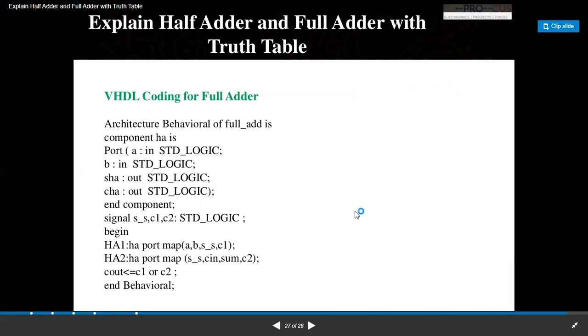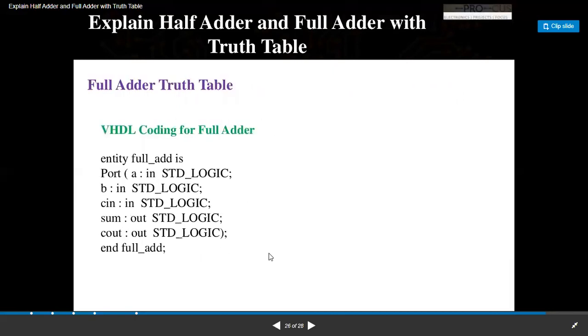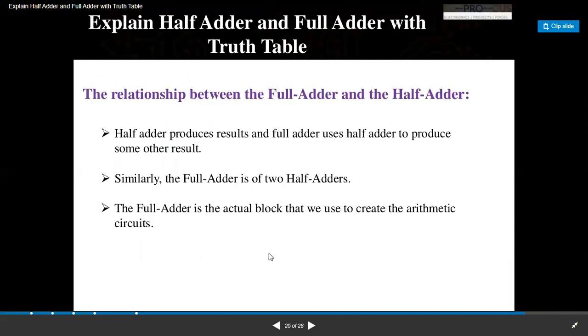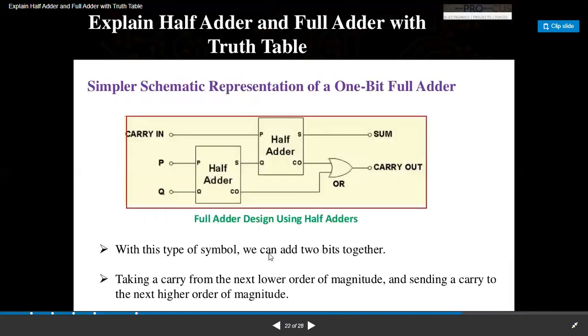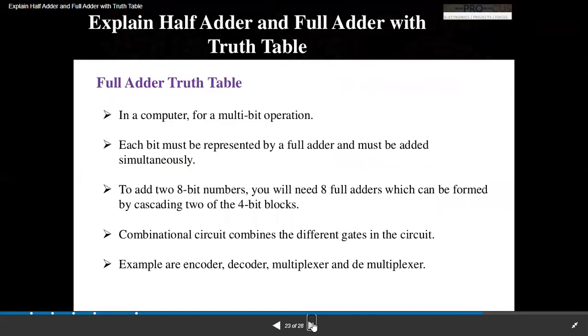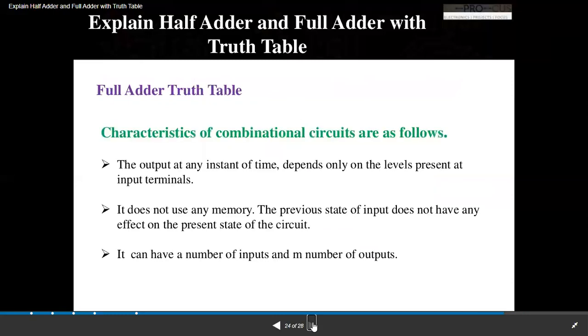Then C out, or we are defining the carry out is nothing but the ORing operation of that C1 and C2. So which are the C1? C1 is from the first half adder and the second half adder, and when these both are ORed with each other, we obtain the carry out.